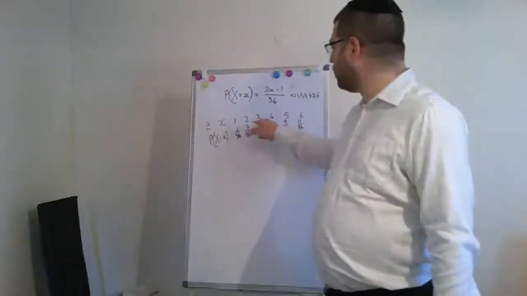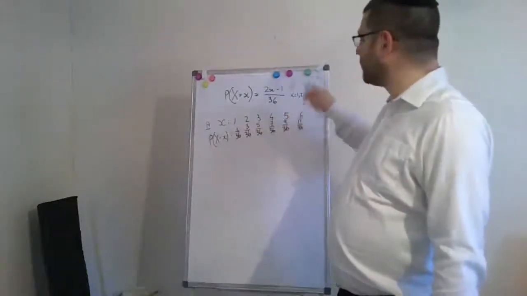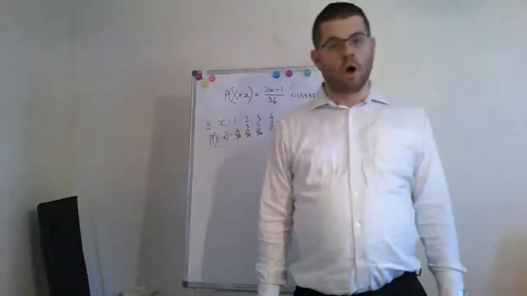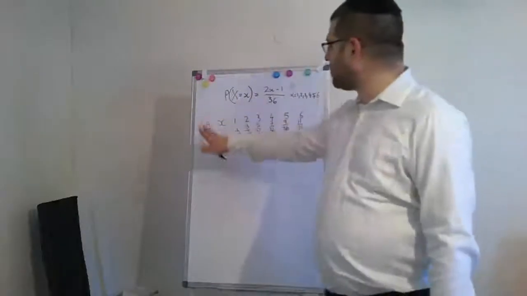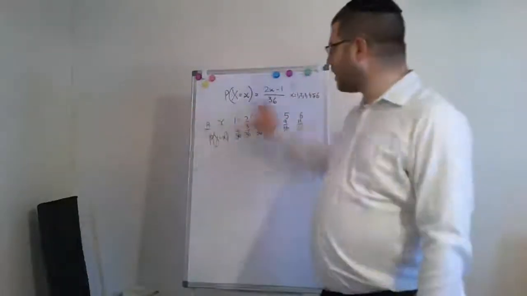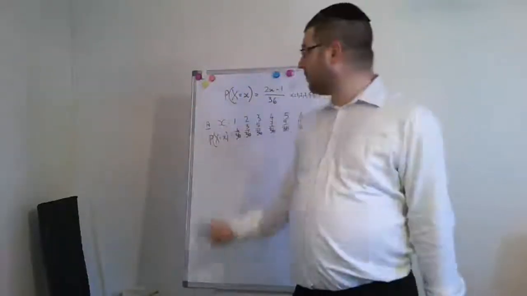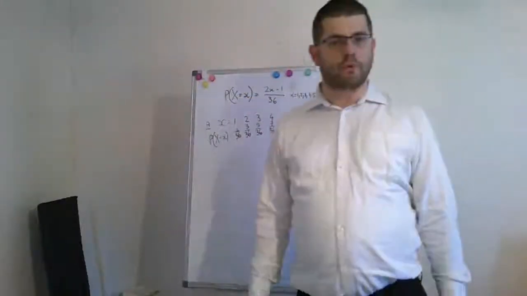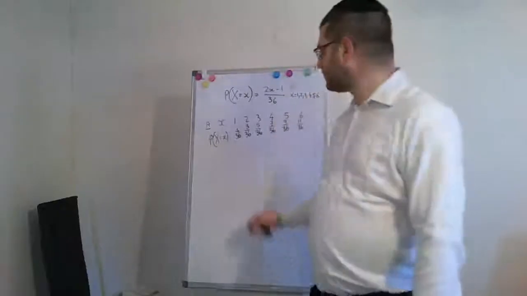You have 1, 4, 9, 16, 25, 36 out of 36, so those probabilities add up to 1. And that is a probability distribution. That's what we're looking for, a list of outcomes and the probabilities. In this question, the probabilities are defined by this formula. So it's very easy to see what all the probabilities are.